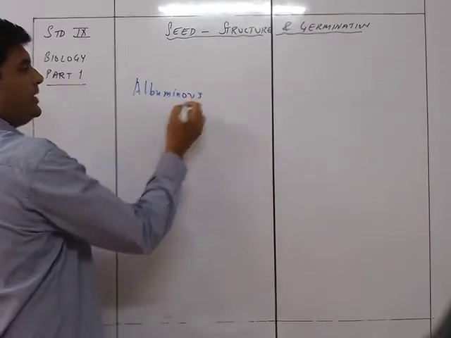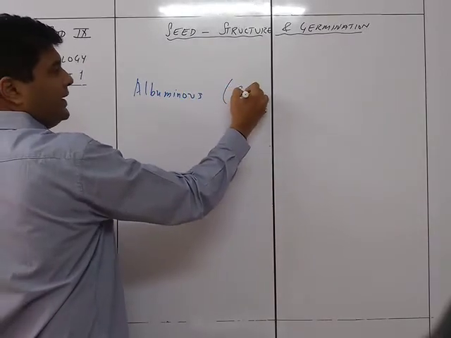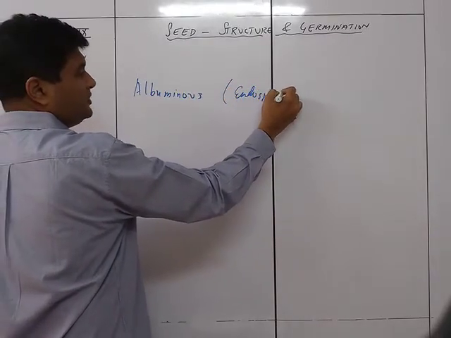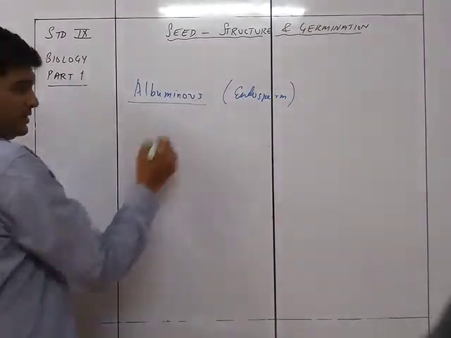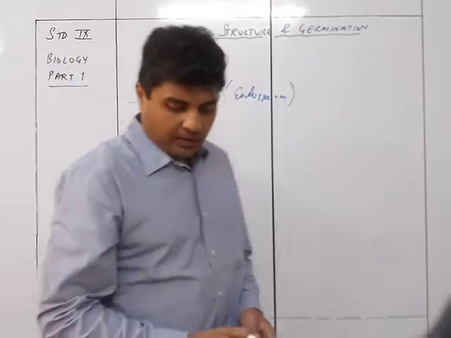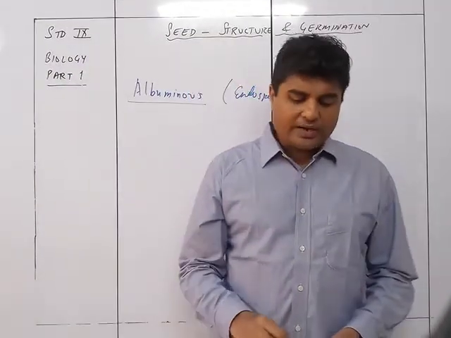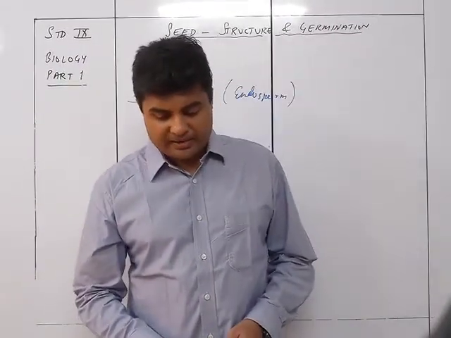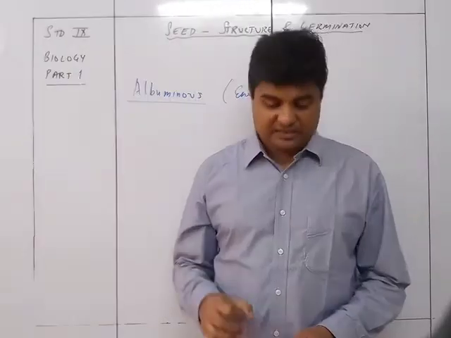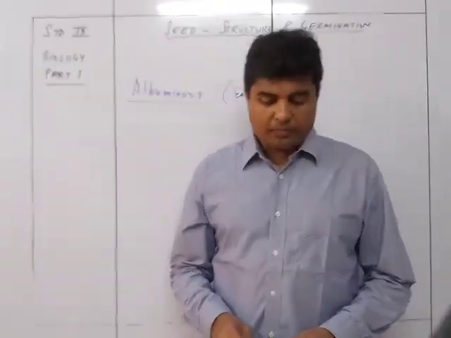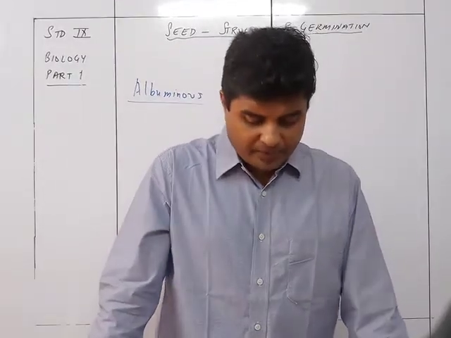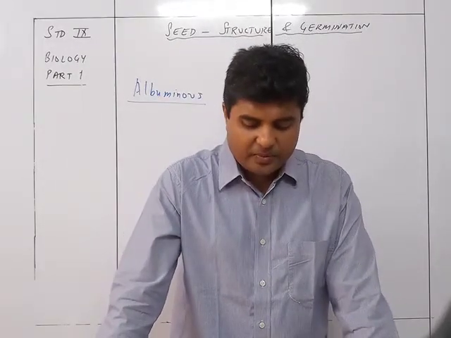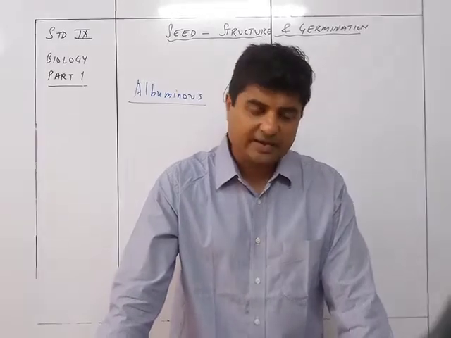Okay, albuminous means with endosperm. With endosperm means with food material, food nutrition. That is albuminous. In such seeds, cotyledons are thin and membranous and endosperm persists. Monocot albuminous plants will be cereals, millet, palm. Dicotyledonous albuminous seeds will be poppy, custard apple, etc.